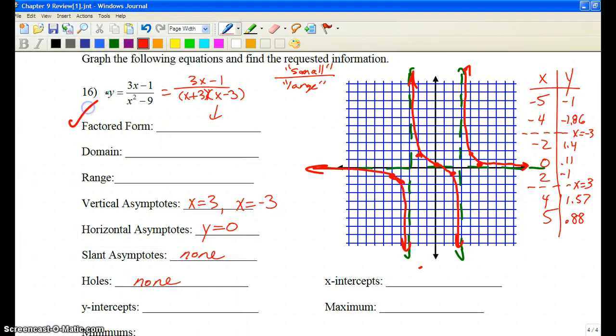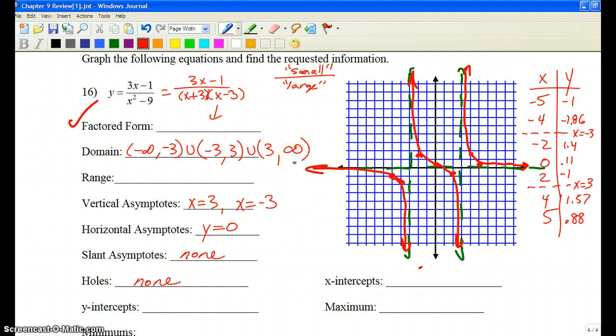Factored form checked, domain. Let's do domain. Goes to the left forever. So the domain goes from negative infinity and then splits at negative 3. Doesn't reach negative 3, and then union back on the other side of negative 3. Then it goes to positive 3, union, positive 3, and then to the right forever.